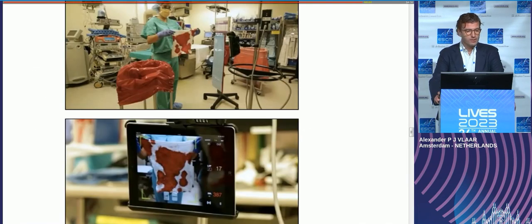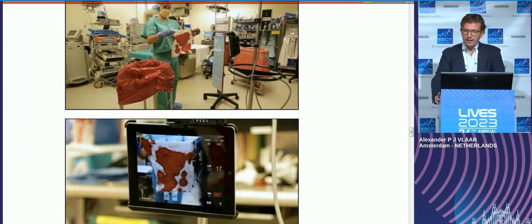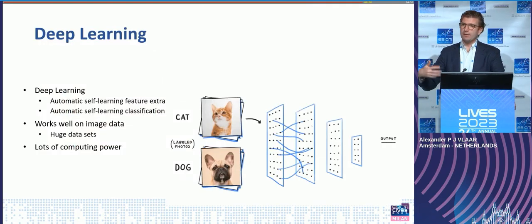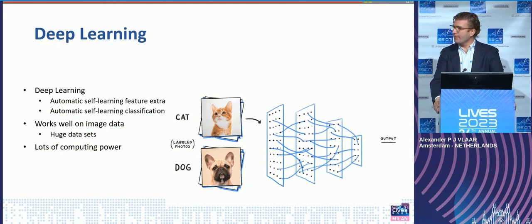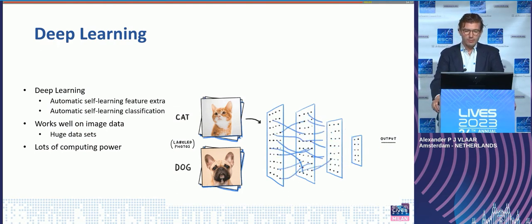So this is the way it works. You just put your gauze in front of the screen, and it determines how much blood is in it. This is where deep learning and machine learning are already very advanced. It is just training, the same as we know from all the Google and Facebook things on what's in the image.